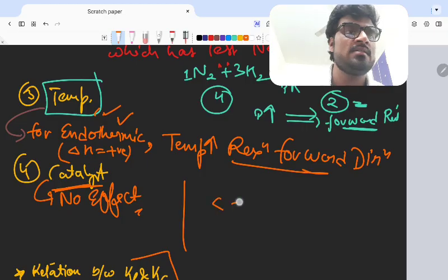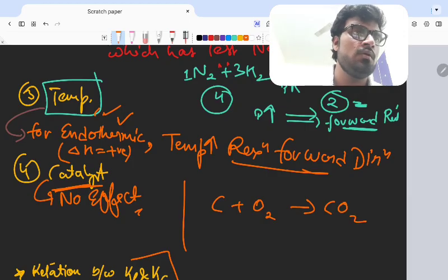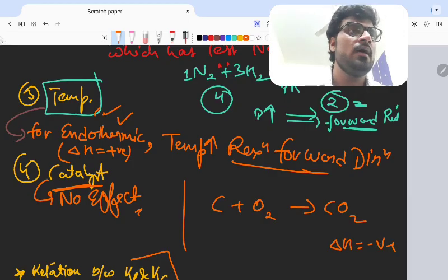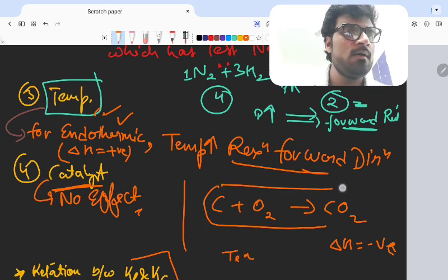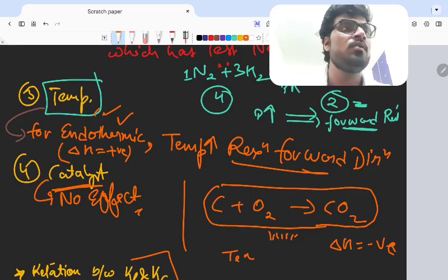For example, let's see C plus O2. Let us take some combustion reaction. It gives CO2. It is what? Delta H is equal to negative, because we all know it is an exothermic reaction. The heat is released. So what I had said, for example, in this reaction, if I increase the temperature, what will happen? This reaction is happening in a closed tube, and I increase the temperature. How is the temperature increased? Suppose I just turn on the burner. Then the temperature will increase.